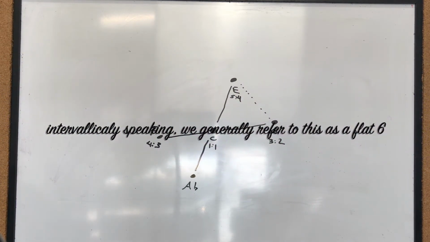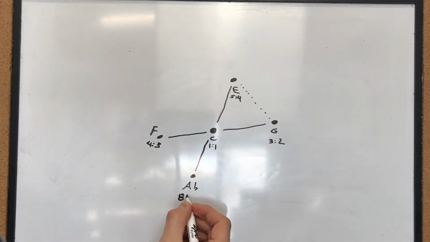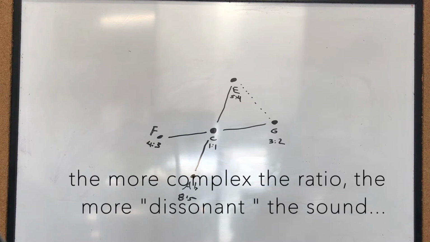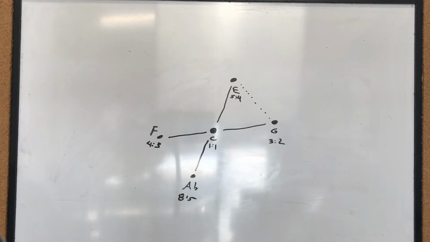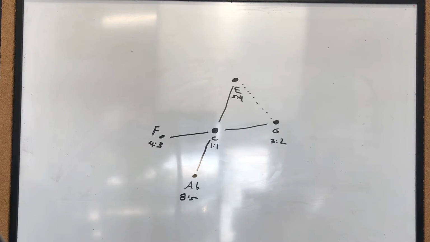Now let's take that ratio, 5 against 4, flip it over. 8 against 5. Now notice that's a more complex ratio, and hence the sound of C against A flat is more complex to the ear. It's more quote-unquote dissonant. There's more information. Your ear has to do a little more work to hear this than, say, 3 against 2, or 5 against 4 even, or 4 against 3, or certainly 2 against 1.